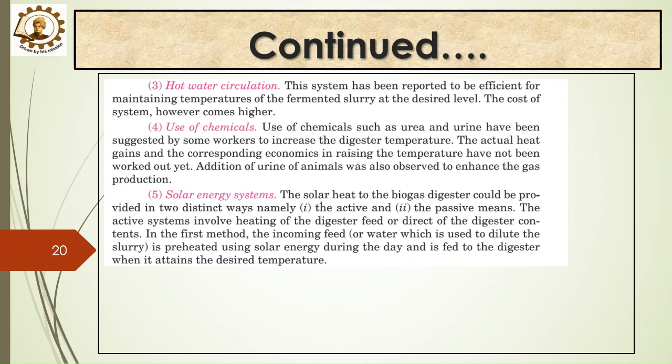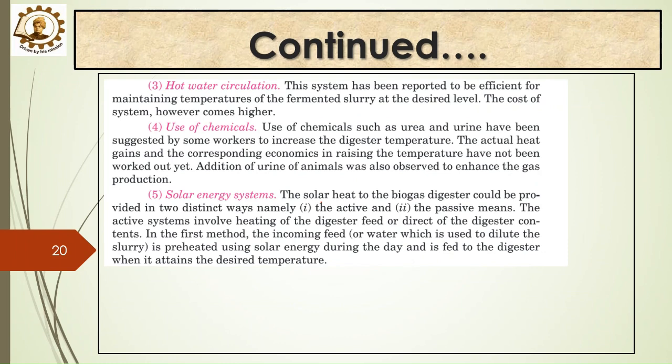Now, hot water circulation. The system has been reported to be efficient for maintaining temperatures of the fermented slurry at the desired level. However, if we circulate hot water, the cost becomes much higher. Then use of chemicals. Chemicals such as urea and urine have been suggested by some workers for increasing the digester optimum temperature. And then we have solar energy.